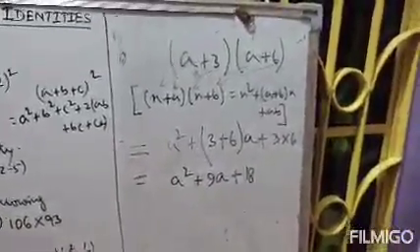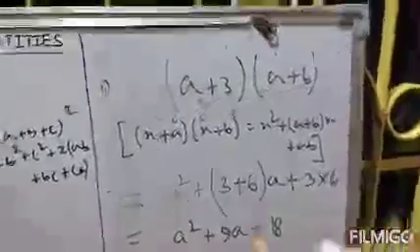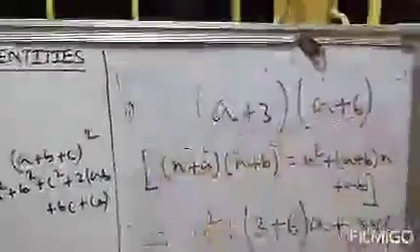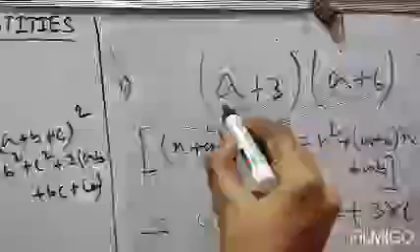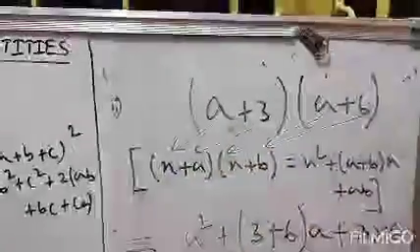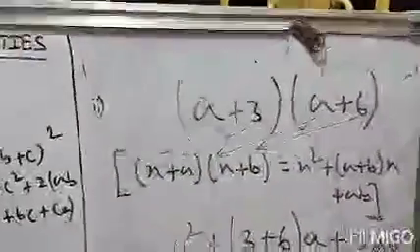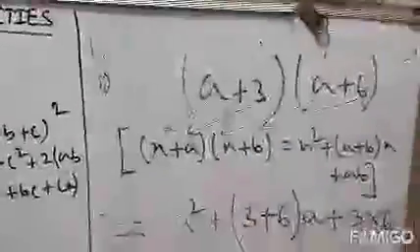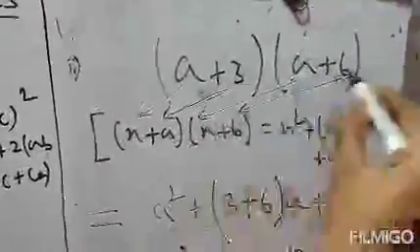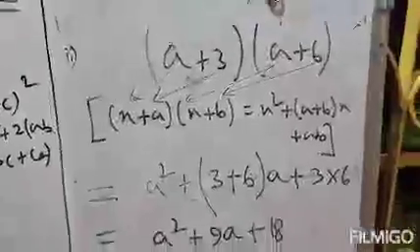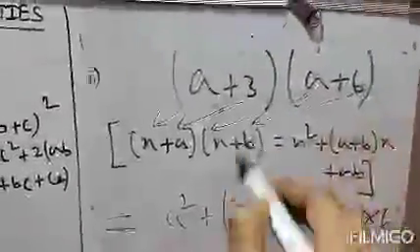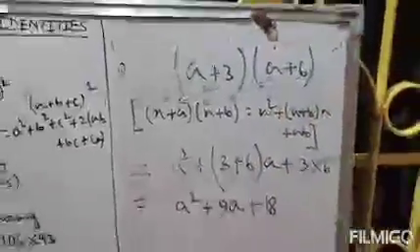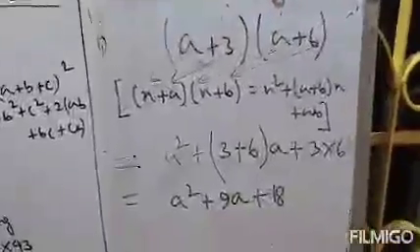I am repeating again. Just compare (a plus 3)(a plus 6) with (x plus a)(x plus b). So x is a, the value of a is 3, and the value of b is 6. Just put in the formula and you will get your answer. Clear? Next question.